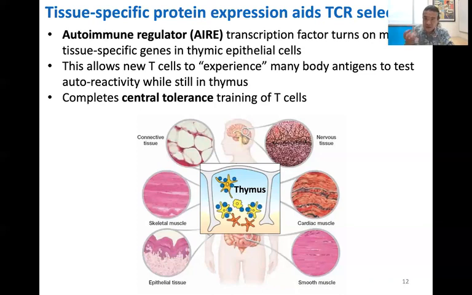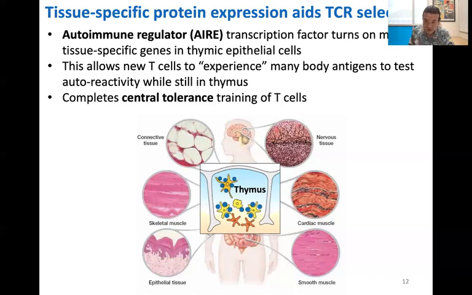And so this is considered the central tolerance training of the T cells. I think it's kind of neat when you think about that evolutionarily: that's how these developing T cells get a sneak peek of a multitude of different possible normal signals that they will encounter later when they go to work in the body.